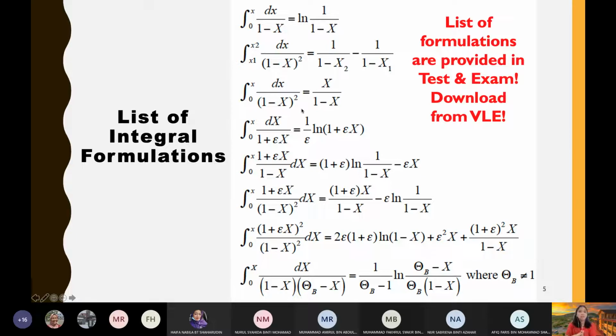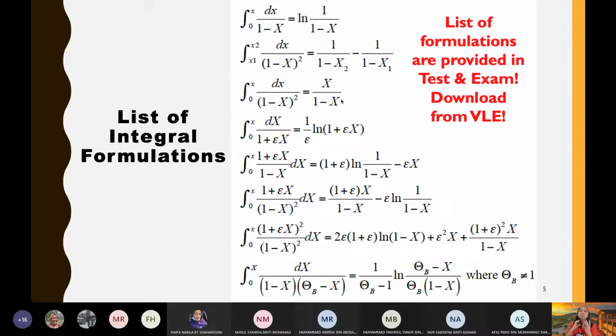list of integral formulation, kalau kamu boleh tengok belah kiri pengamiran kan, belah kanan tu adalah solution dia terus. Contohnya katakan you want to integrate from 0 to X dX per (1 minus X). The very first one, you can see dia punya solution is ln 1 per (1 minus X). So itu solution kalau pengamiran dia dalam bentuk itu. Okay, second example, let's say you see the third one. So third one, let's say you're integrating from 0 to X dX per bracket (1 minus X) squared. Let's say kamu nak solve this integral equation. Penyelesaian dia dah diberi. The solution is given as X per (1 minus X). So you don't have to think anymore how to solve the integral. The integral solution has been given to you.